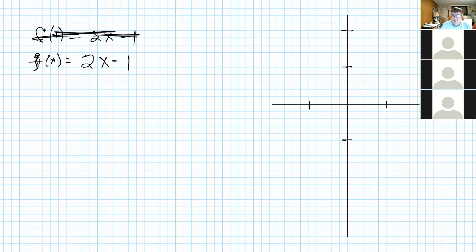All right. This function is in slope-intercept form. Y equals mx plus b.